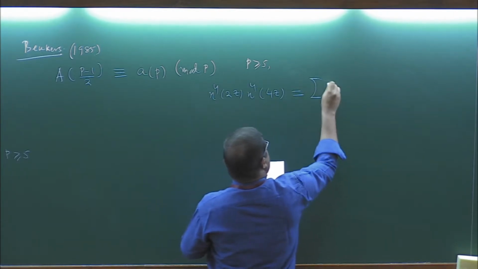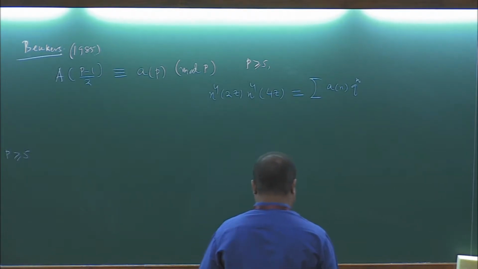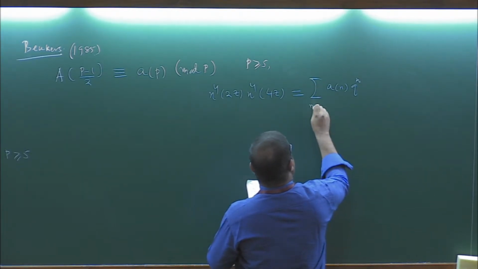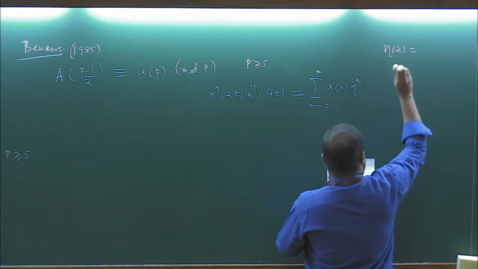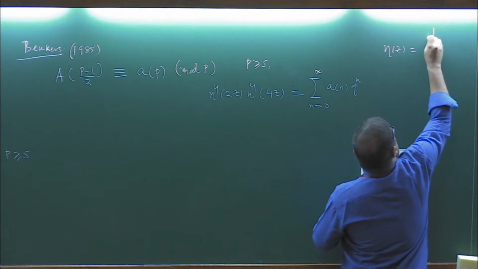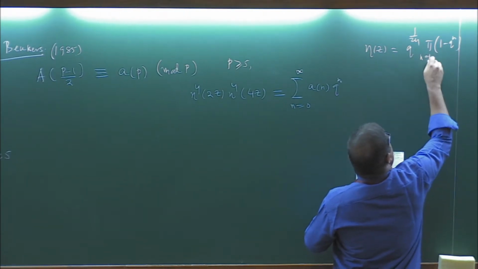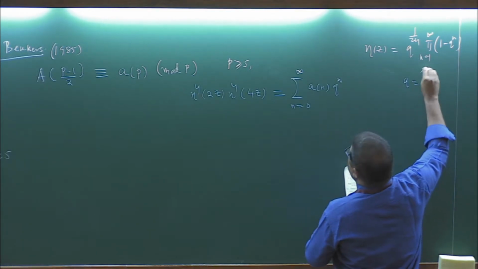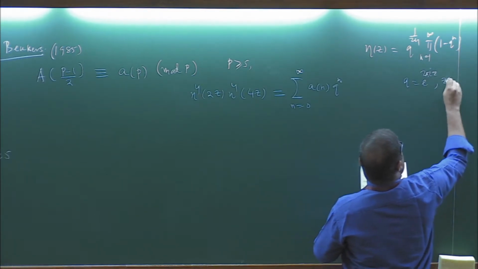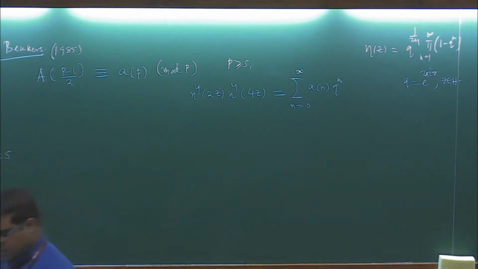I define this to be the series of a_n q^n, where a_n is the nth Fourier coefficient of this particular form. Here eta(z) is the Dedekind eta function, and we define it to be q to the 1/24 times the product of 1 minus q^n, n from 1 to infinity. And here q is e^(2 pi i z) in the upper half plane. I'll not define modular forms. This is a modular form of weight 4.